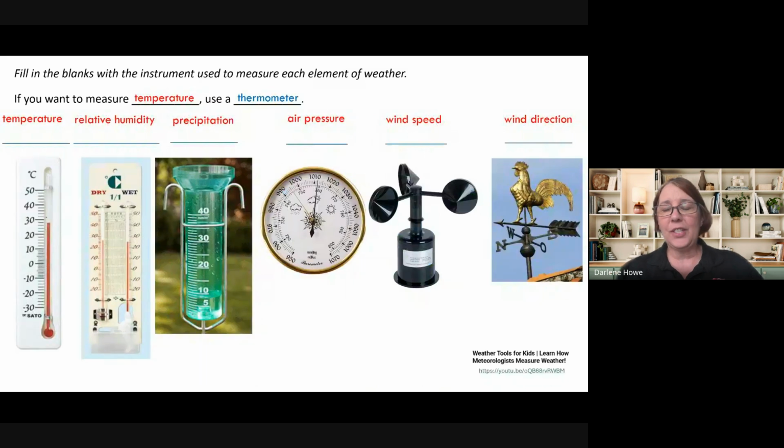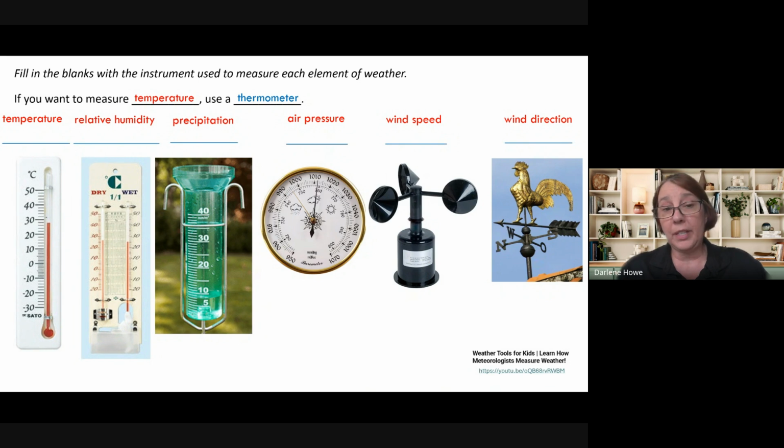Okay, so when we talk about weather, there are many different elements of weather. And with each of those elements, we measure them in a different way. We can't use the same instrument to measure all the different elements of weather. That's just not possible. Because each element is so different, we have to use a different instrument. So we are to fill in the blanks with the instrument used to measure each element of weather.